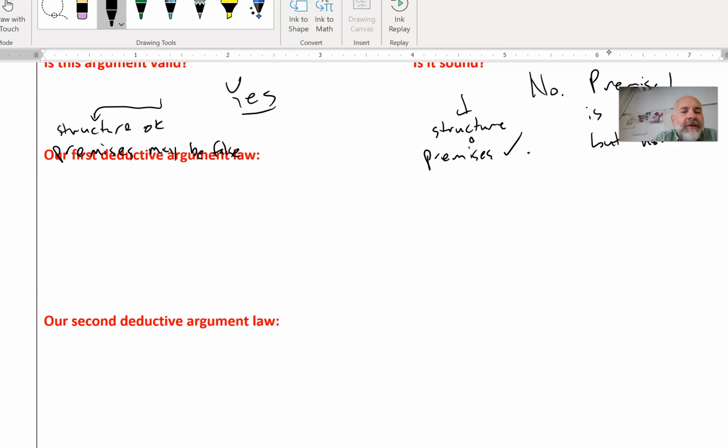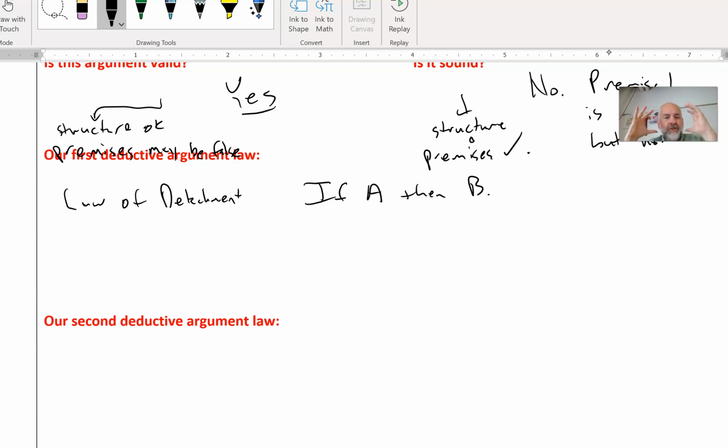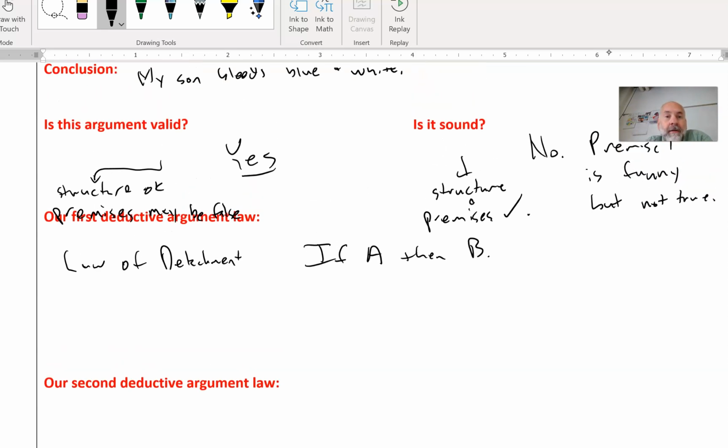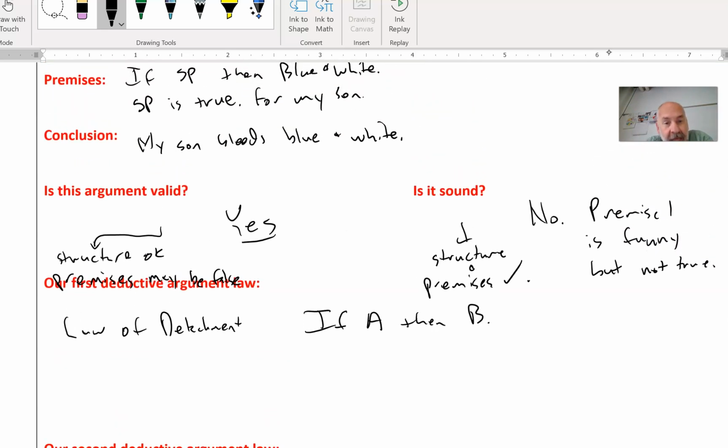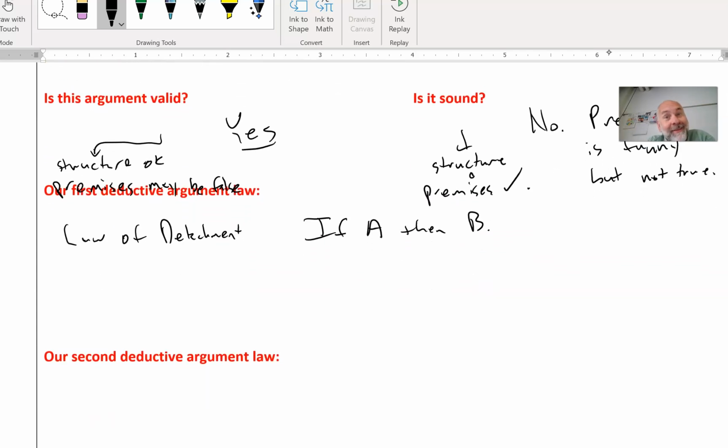The first one is called the law of detachment. And here's what it is. It's if A, then B. I want to make it the basic structure without any examples in there. So if something, then something. In our example before, we started with if you attended CL Prep, then you bleed blue and white, right? So A is attending CL Prep, and B is bleeding blue and white.